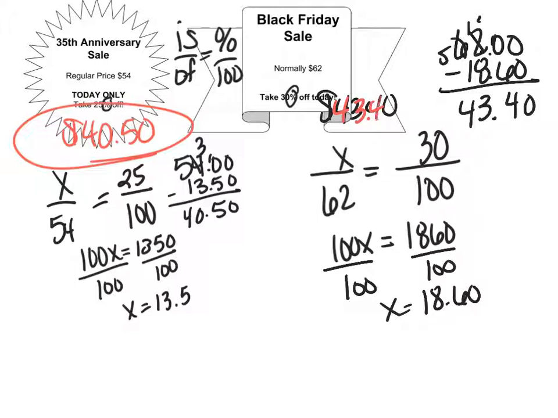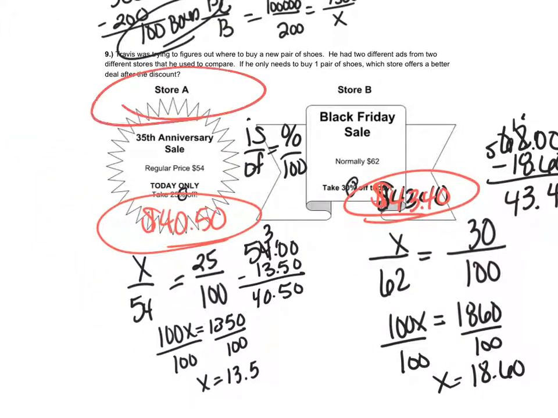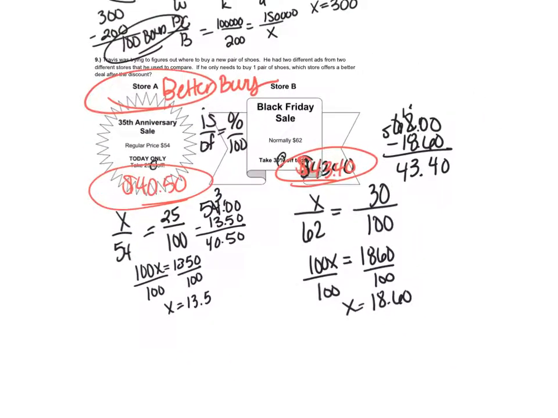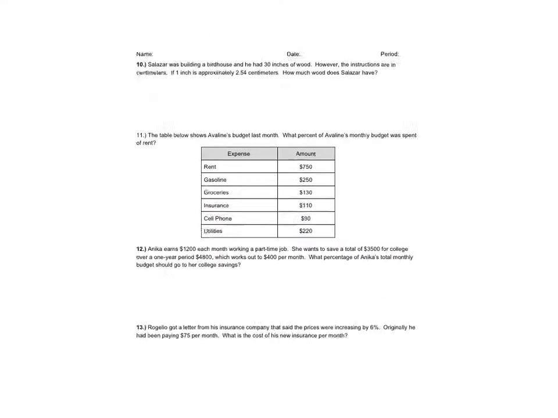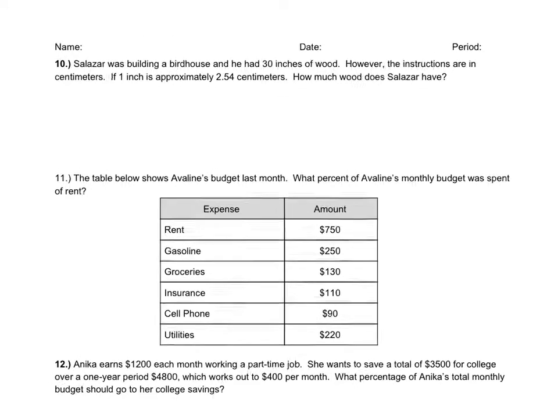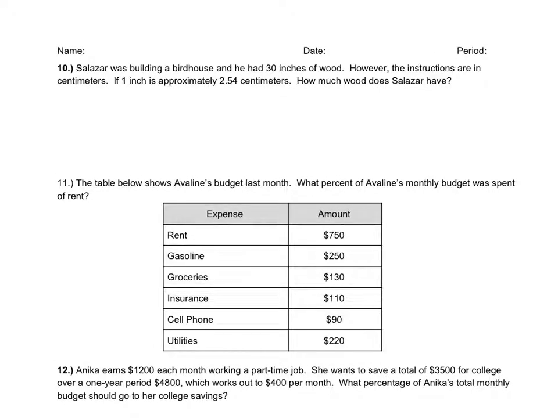So which one is cheaper? Store A. Store A is the better buy. Okay. Our last page. Salazar was building a birdhouse. He had 30 inches of wood. However, the instructions are in centimeters. If 1 inch is 2.54 centimeters, how much wood does he need?